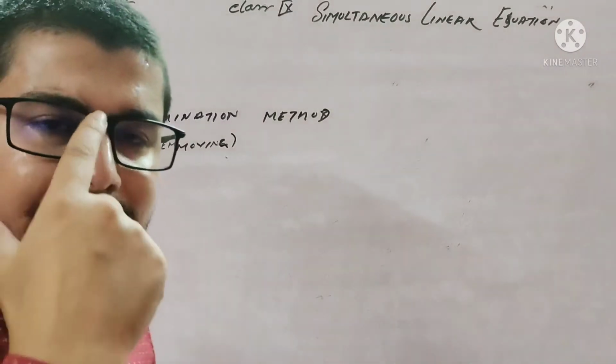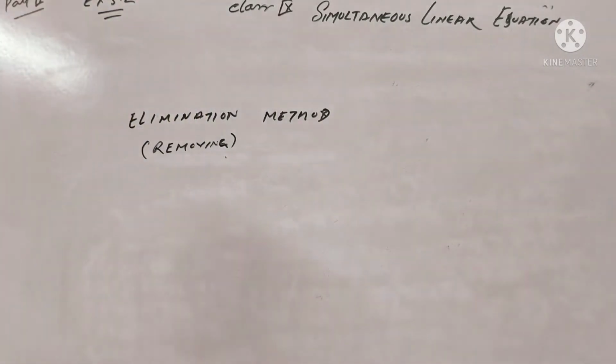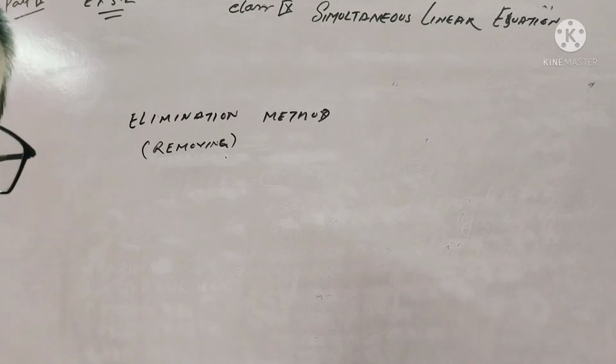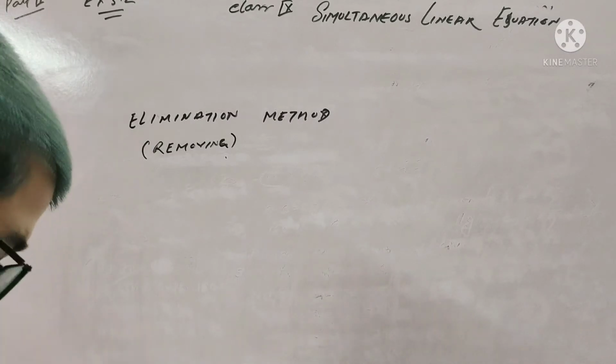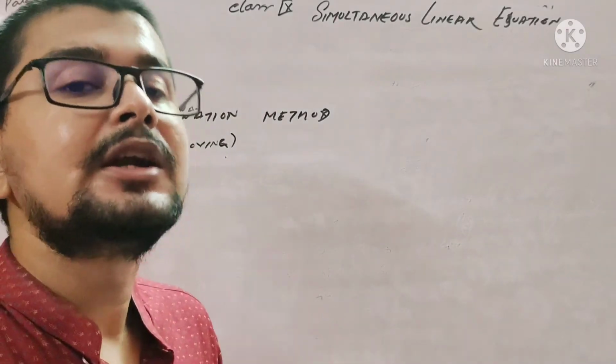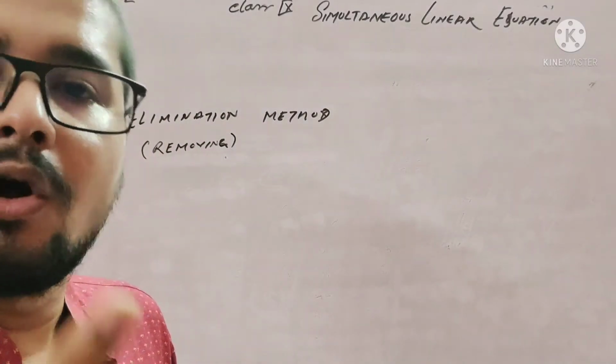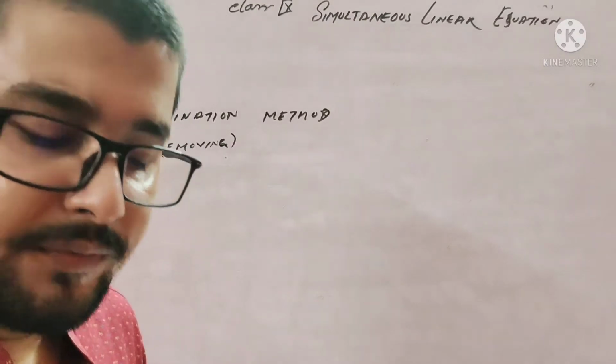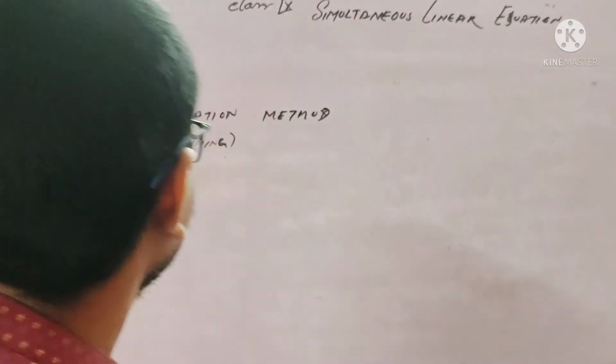What is the procedure for the elimination method? First of all, multiply one or both equations by a suitable number that transforms them so that addition or subtraction will eliminate one variable. If you eliminate one variable, automatically you get the answer for the other variable. Okay, just check out the example.